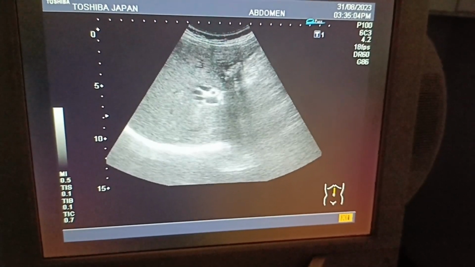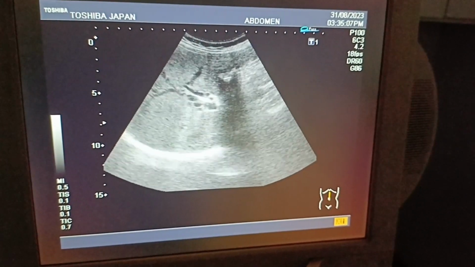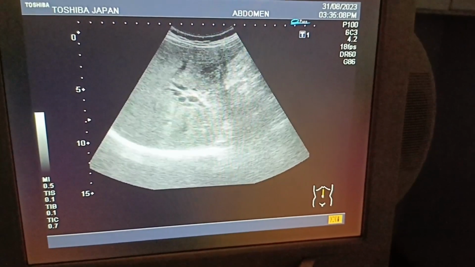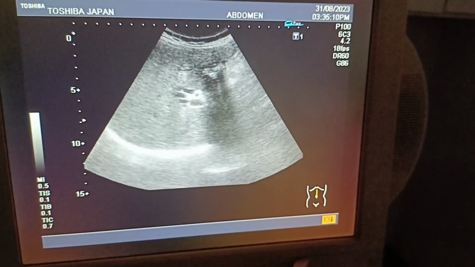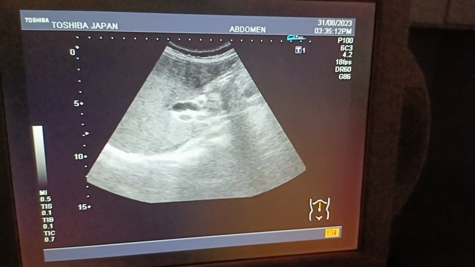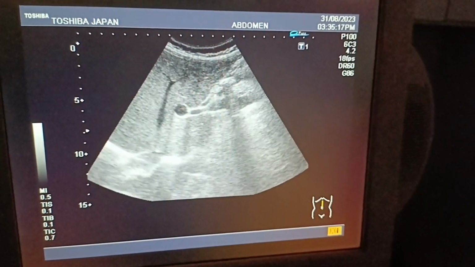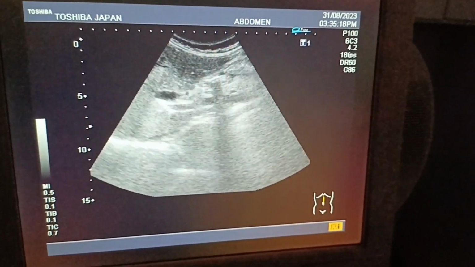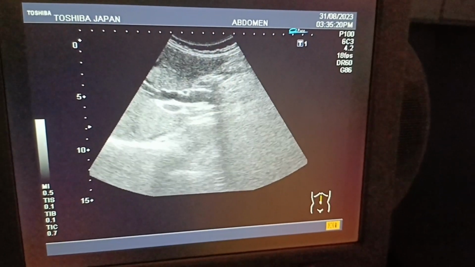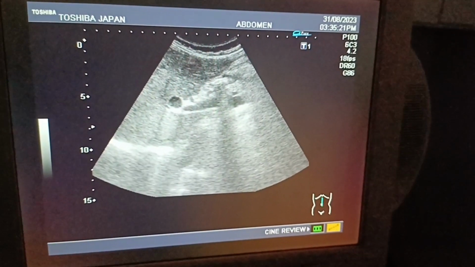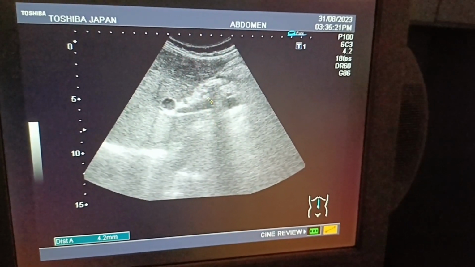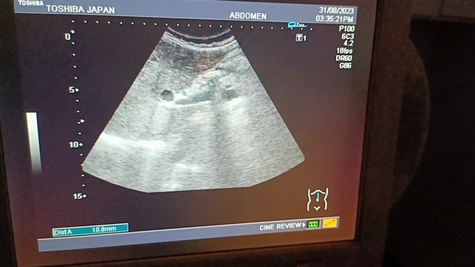This is the gallbladder. The wall is poorly differentiated. Suspected pericholecystic fluid, and this is the portal vein, and the portal vein diameter is 10.8.